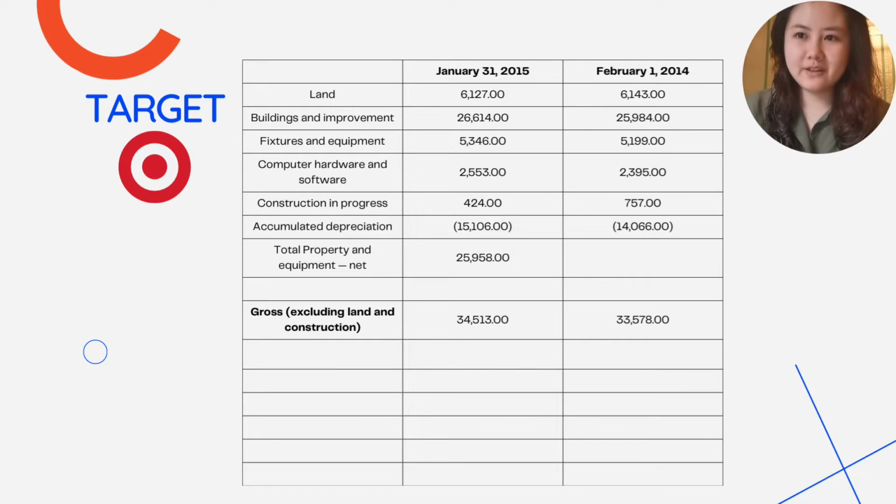So if we add up all the values, excluding land and construction, that is 26,614 plus 5,346 plus 2,553, we get a total of 34,513 on the left side. That's for January 31st, 2015. And we do the same for February 1st, 2014, and we end up with $33,578 for the gross property and equipment value for Target.